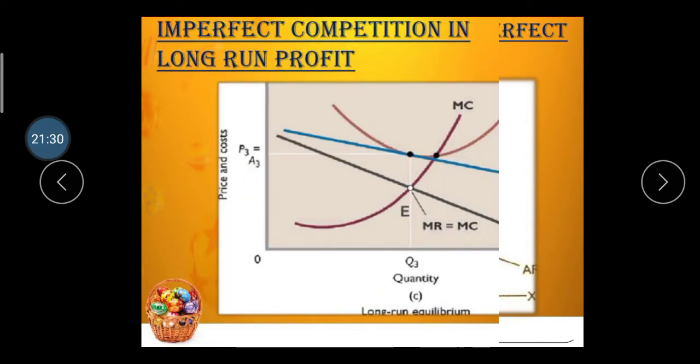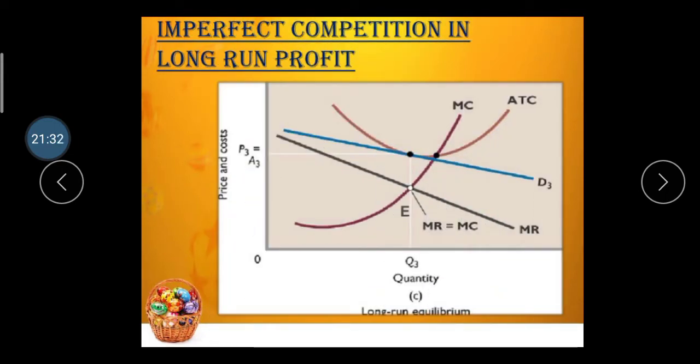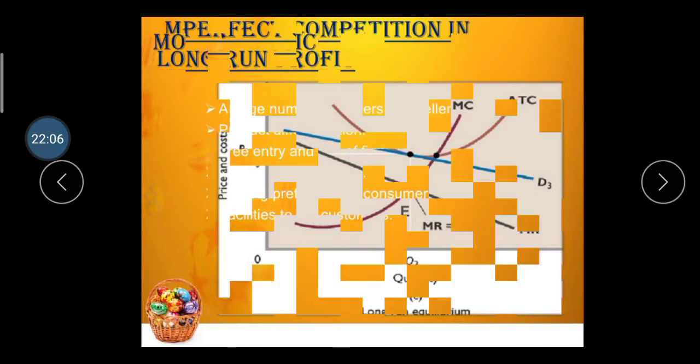Okay. Then after, imperfect competition in the long run profit. In the long run all factors are variable, so we can say that the firm has a chance to do some new extra activities, some innovation in their firms, right? So they have to get the higher profit. Here you see average total cost, marginal cost, demand, and marginal revenue, right? Here you see the point E where your marginal revenue is equal to marginal cost. So in imperfect competition in the long run, they get the normal profit.